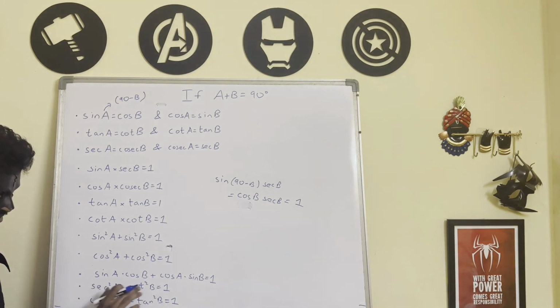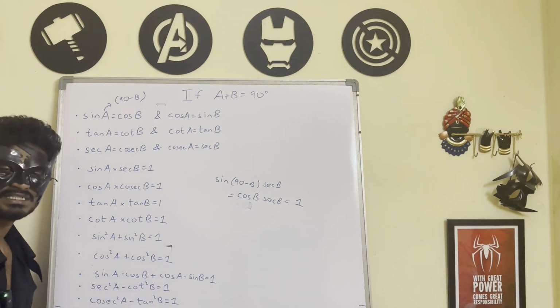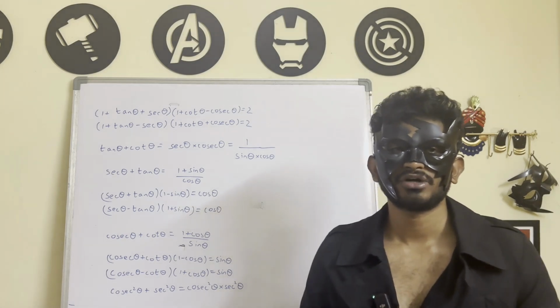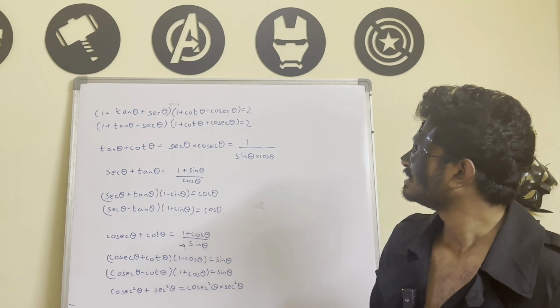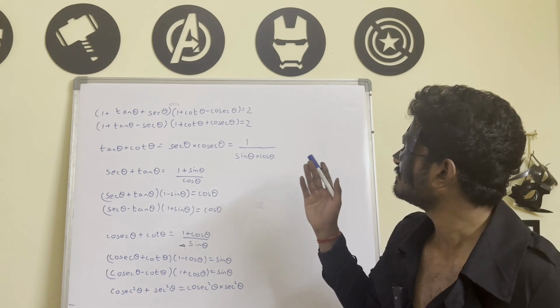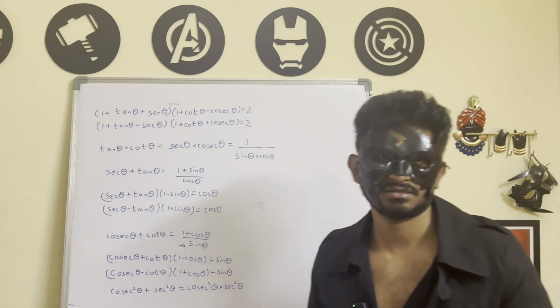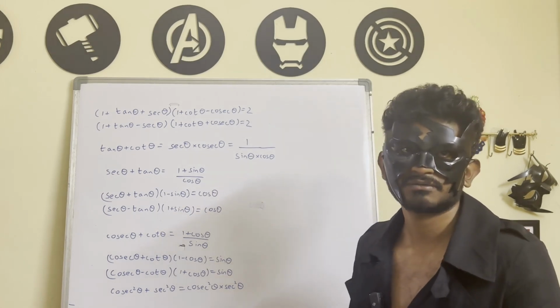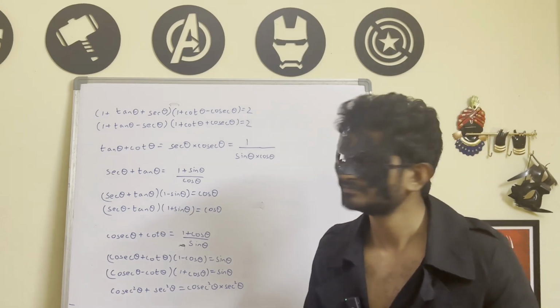Secant square A minus cot square B is equal to 1, cosecant square A minus tan square B is equal to 1. So superhumans, other important or advanced identities which I would recommend you to learn is (1 plus tan theta plus secant theta) into (1 plus cot theta minus cosecant theta) is equal to 2. Although these identities will not be used in solving the questions which I will be teaching you next, it might be useful for you in your Tier 2 exam.